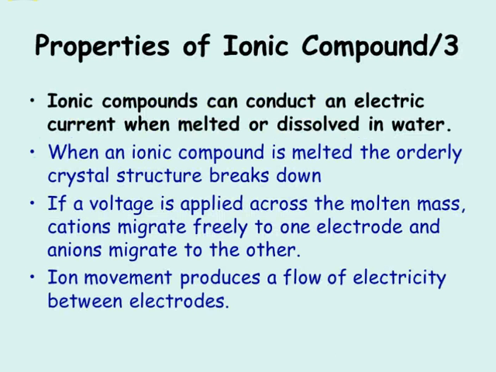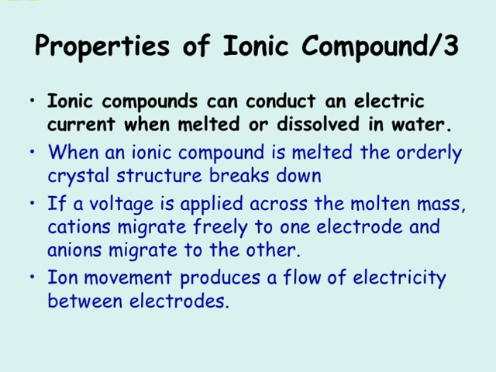So, properties of ionic compounds. Ionic compounds can conduct an electric current when melted or dissolved in water. When it's melted, the orderly crystal structure breaks down. If a voltage is applied across the molten mass, the cations migrate freely to one electrode and the anions migrate freely to the other. The ionic movement produces a flow of electricity between the electrodes.